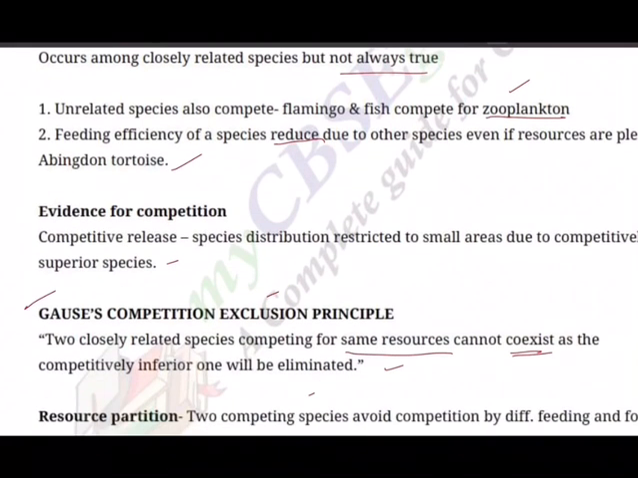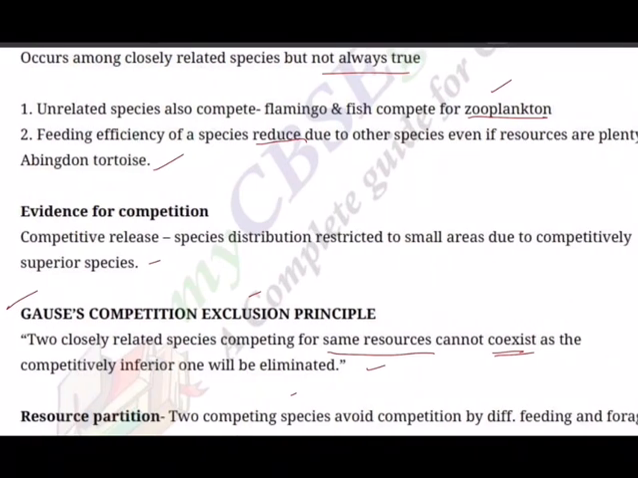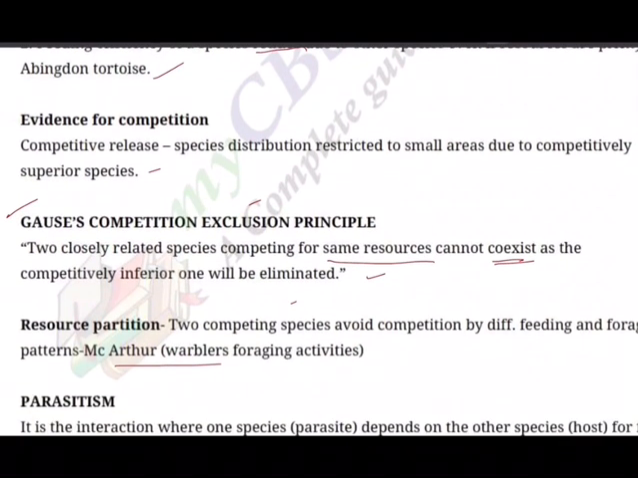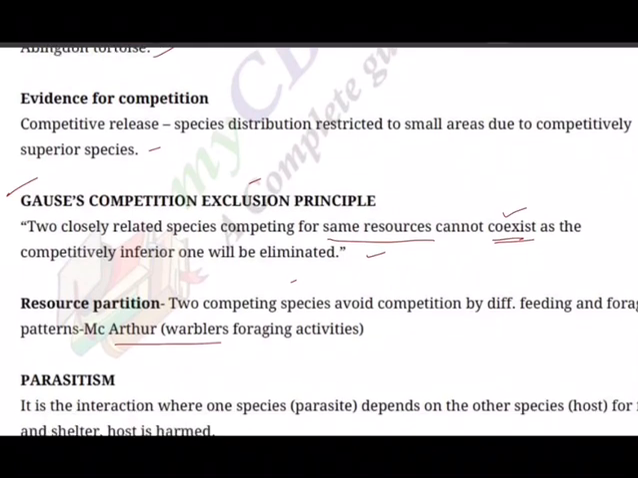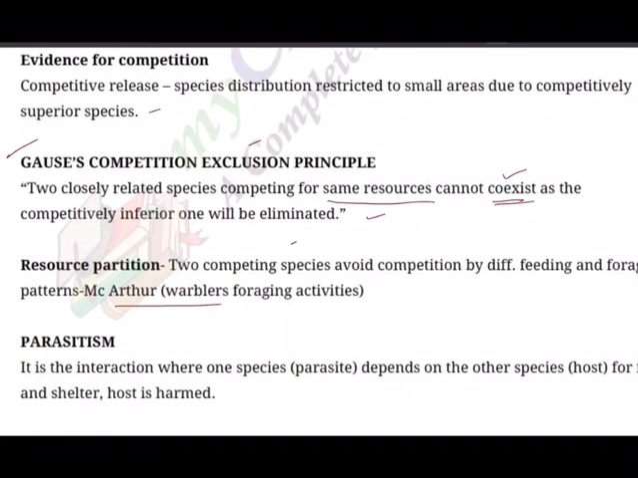Evidences for competition: competitive release, where species distribution is restricted to small areas due to a competitively superior species. And Gause's competitive exclusion principle, we talked about it. Two closely related species competing for the same resources cannot coexist, as the competitively inferior one will be eliminated, like we said, banyan tree and the grasses. And resource partitioning: two competing species avoid competition by different feeding and foraging patterns, like MacArthur's warblers' foraging activities.